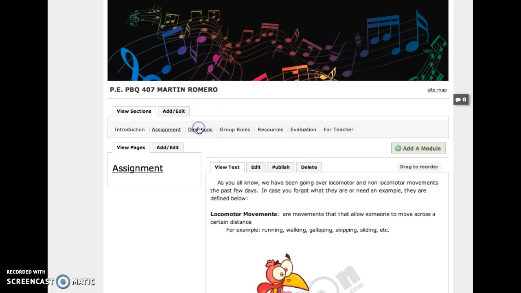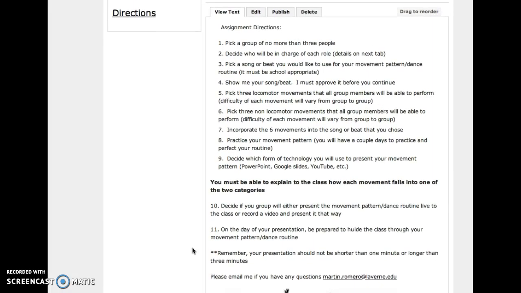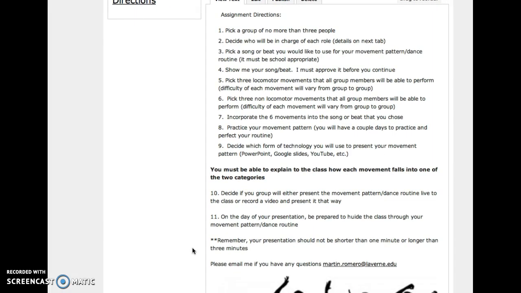The next tab is the directions tab. In this tab, I basically outline every single step that the students will take while creating their project. So starting from step 1, they pick a group, they decide who will be in charge of which role, they pick a song or a beat that they will like to create their dance routine around or movement pattern. Before they can even continue with that, they need to get that approved by me because the music or beat that they choose should be school appropriate.